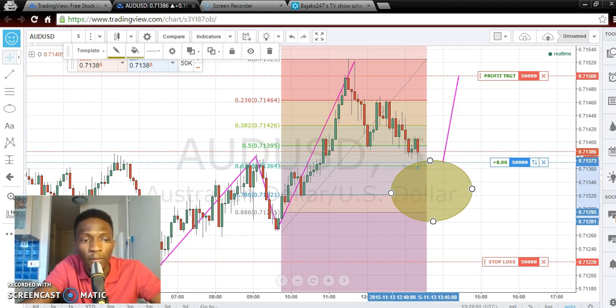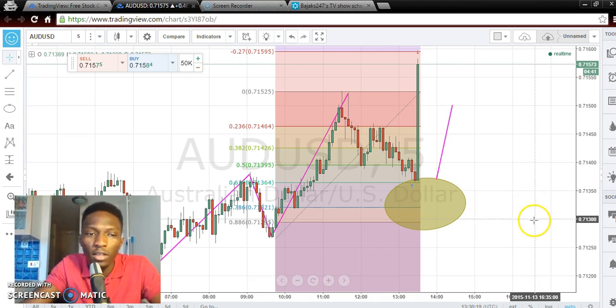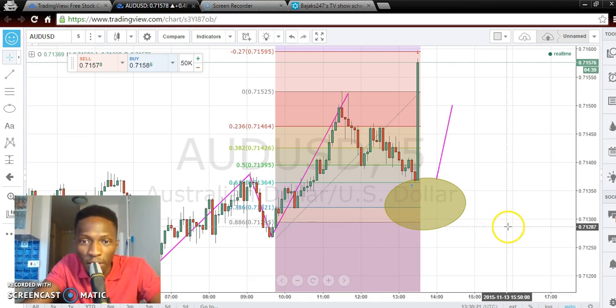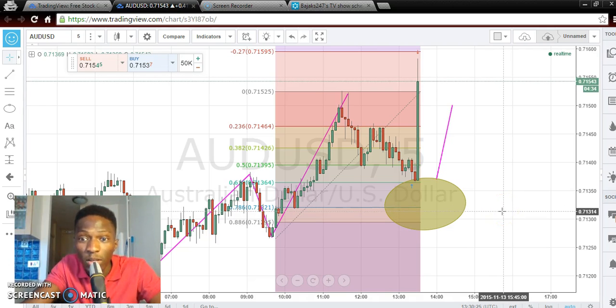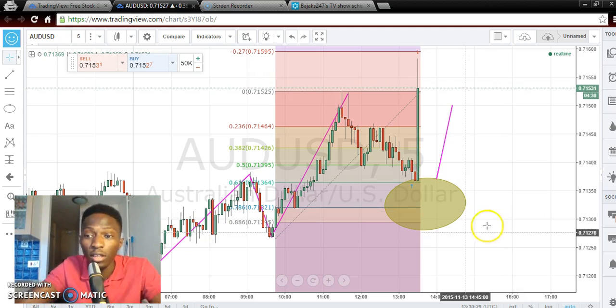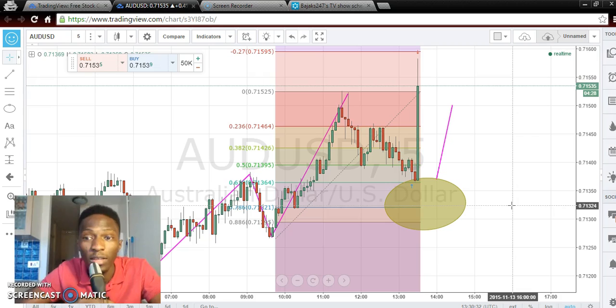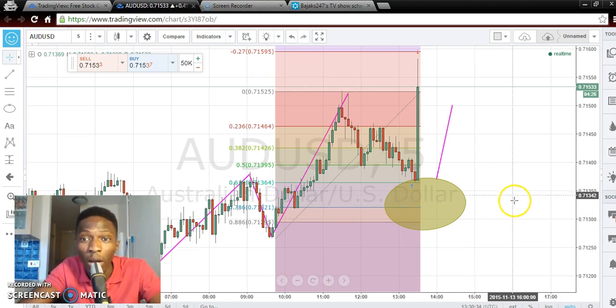Hello guys. So basically our target has just been hit. Well, I wasn't actually expecting that. It's been hit in less than 5 minutes after we got into the trade, giving us a profit of around £70 in less than an hour.